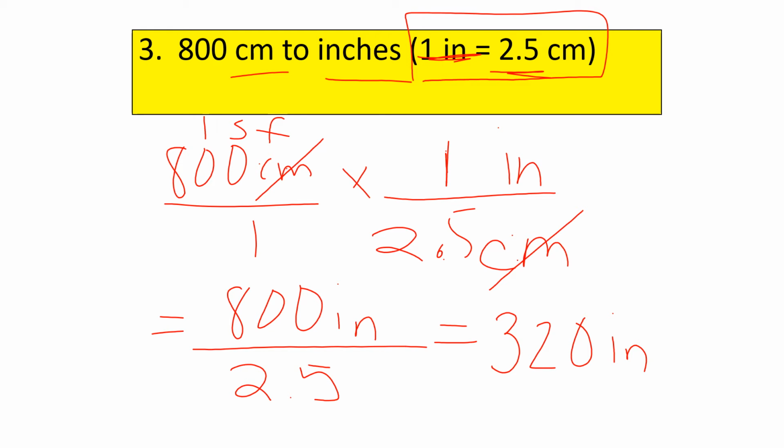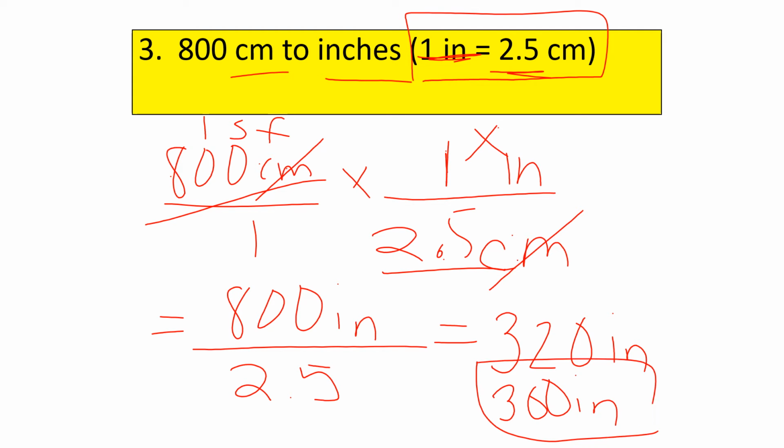Usually English to metric conversion factors will count towards your sig figs, not metric to metric. So the 1, that's not a sig fig because that's an exact number. So you're looking at the 2.5 and you're looking at the 800. When you divide, you're going to go with the one with the least number of sig figs, which is the 800. So you'll have a number rounded to 300 inches.